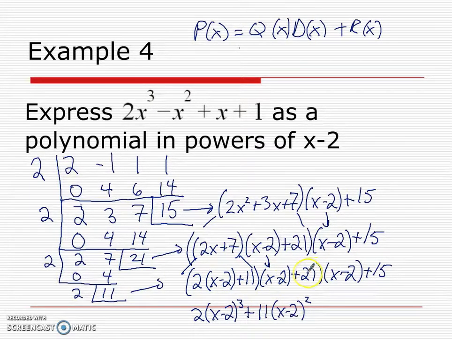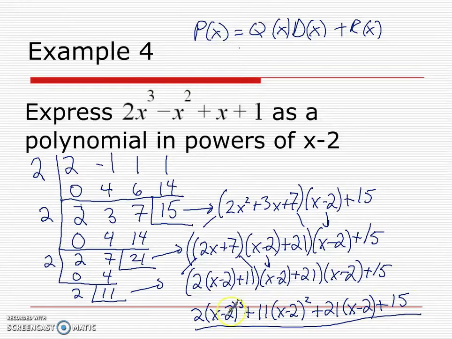We come back to the 21. It still has to be multiplied by this x minus 2. And it's the only coefficient that produces an x minus 2 to the first term, and then plus 15. And so now this is the original polynomial expressed in terms of x minus 2 as opposed to x itself, right? Powers of x minus 2. And so there you go. This is the answer to that question.